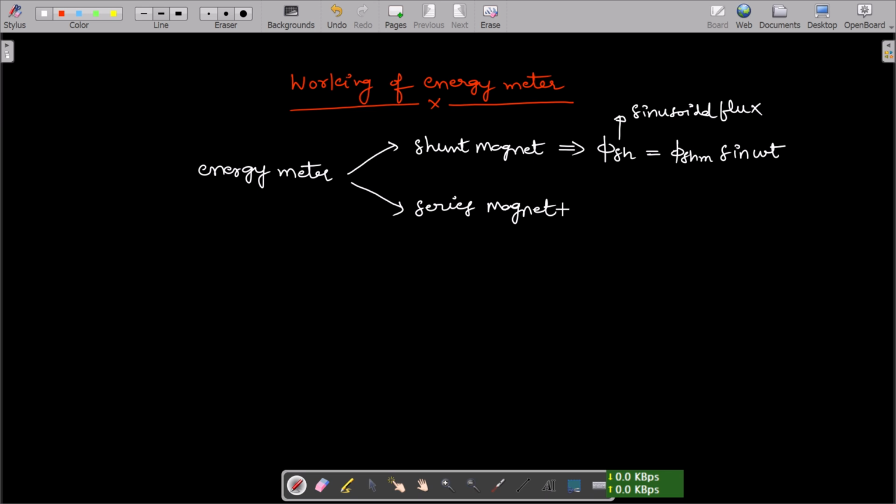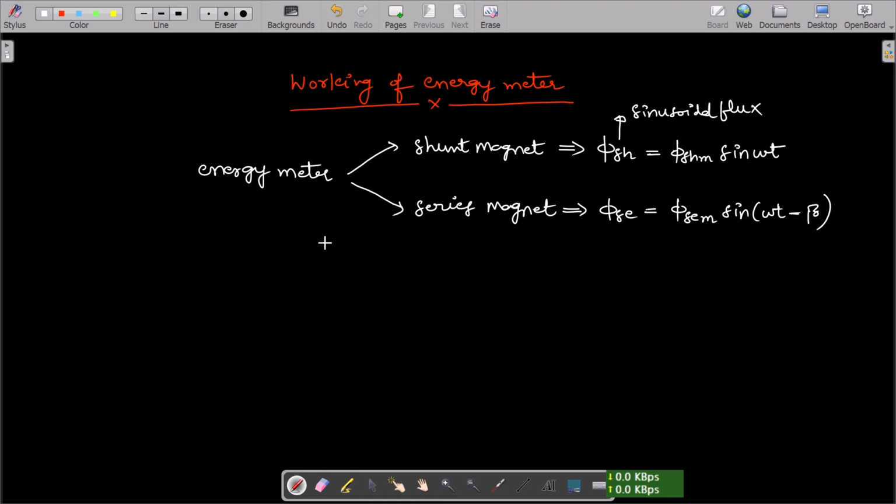Similarly, this series magnet is also going to produce another flux. Let us say it is phi sc, and the equation of this flux is phi scm sine of omega t minus beta. Okay, so these are the two fluxes present in the energy meter.